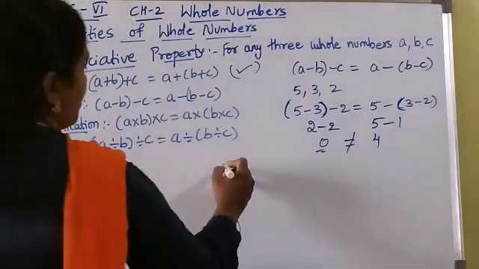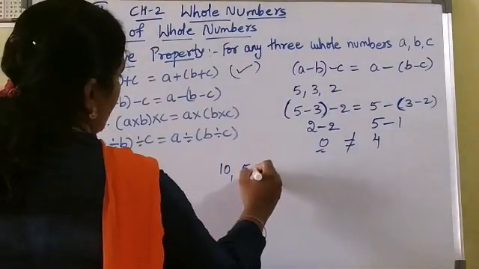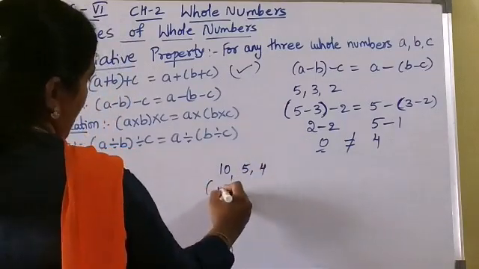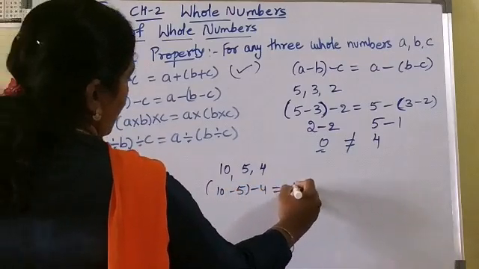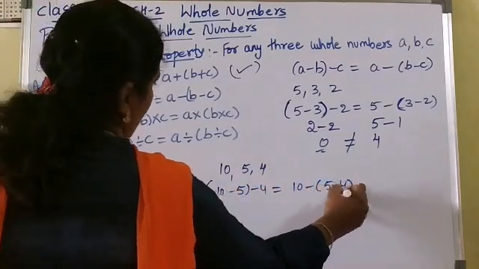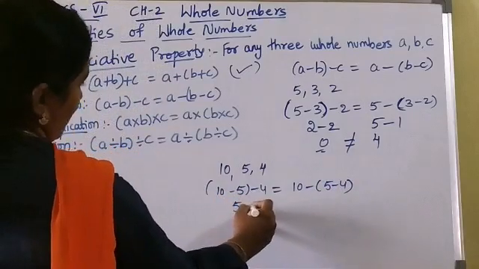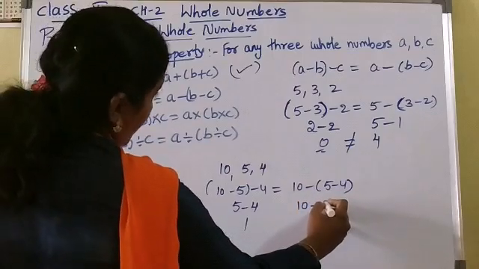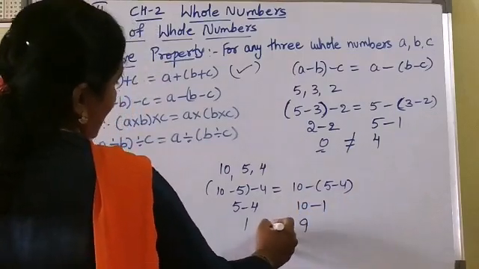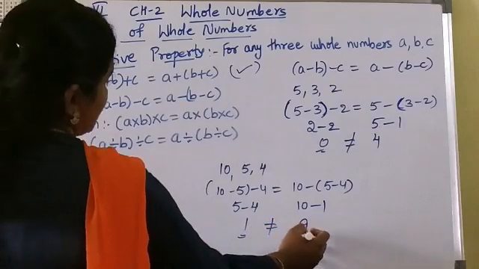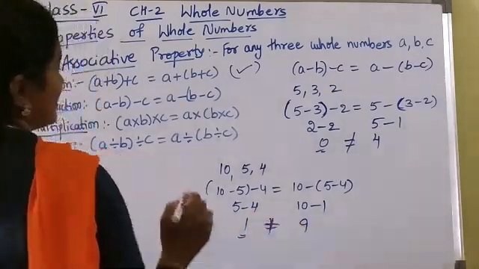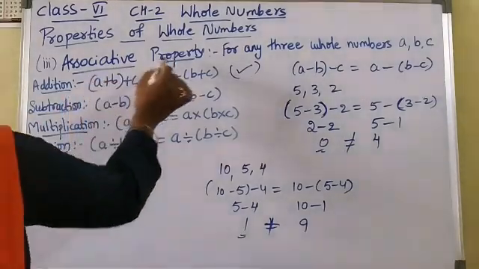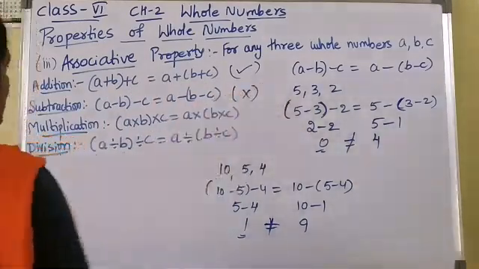Similarly we will take another example: 10, 5, 4. Now (10 minus 5) minus 4 equals 10 minus (5 minus 4). So 10 minus 5 is 5. 5 minus 4 is 1. Coming to the other side, 5 minus 4 is 1. So 10 minus 1 is 9. Here you got LHS as 1, RHS as 9. So you never get the same answer when you subtract 3 numbers with different grouping. So I can say the associative property does not hold under subtraction for whole numbers.